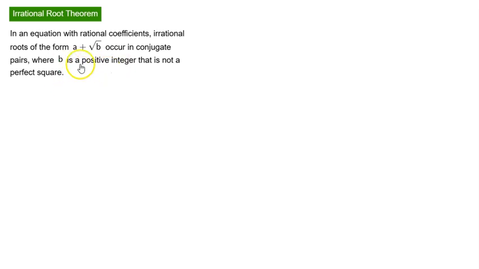Understand this condition. b has to be a positive integer. Why? Because otherwise, because of the square root, we will get into complex numbers. And the other condition is that it should not be a perfect square, because otherwise, square root of b will not remain irrational. It will become a rational number.